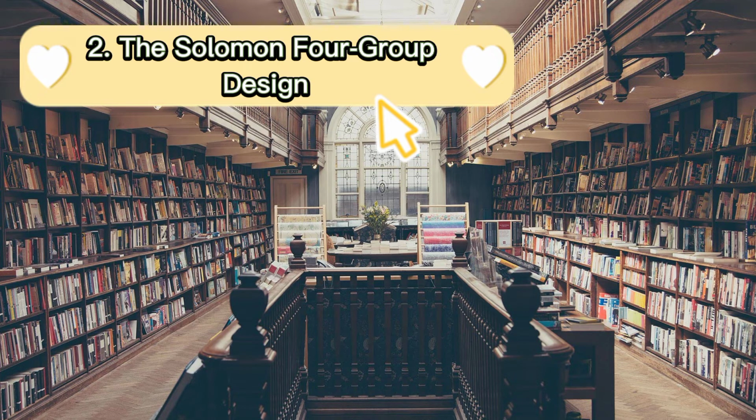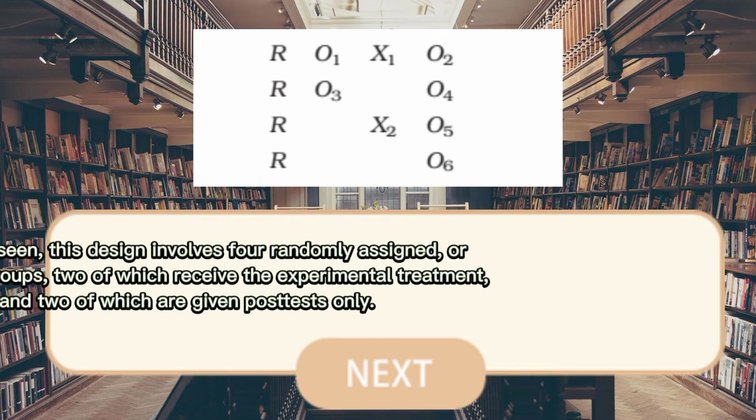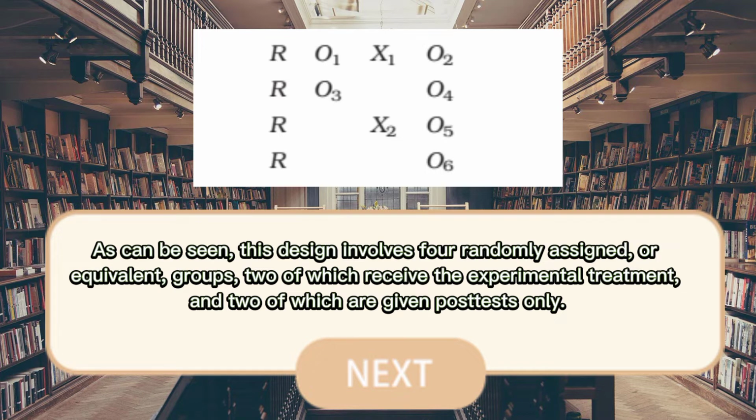2. The Solomon 4 group design. A second standard true experimental design is referred to as the Solomon 4 group design. It is diagrammed as follows. As can be seen, this design involves 4 randomly assigned, or equivalent groups, 2 of which receive the experimental treatment, and 2 of which are given post-test only.